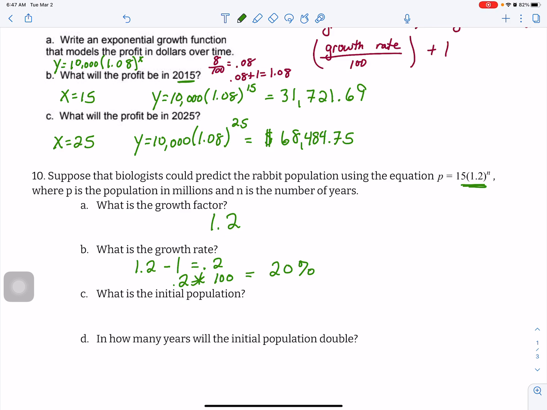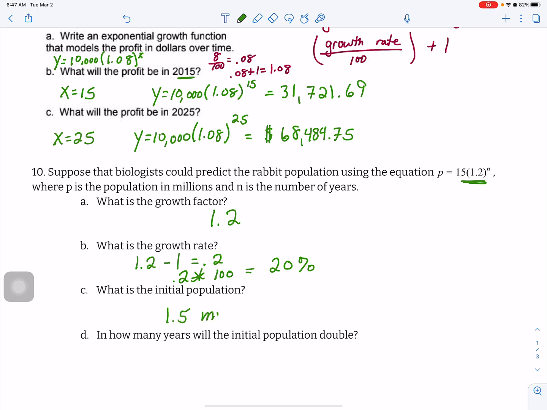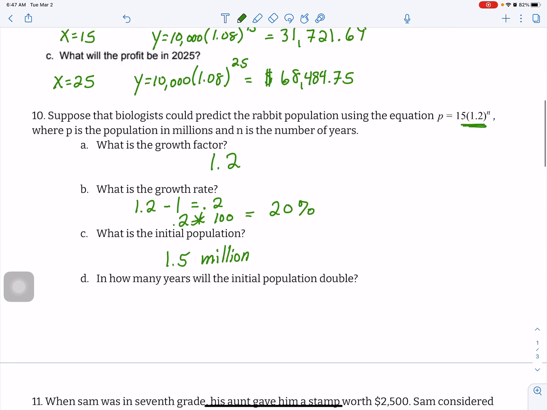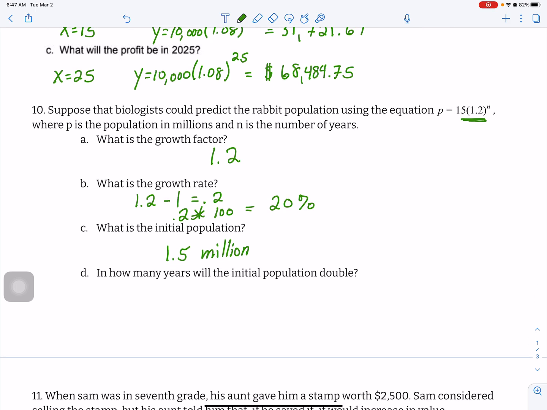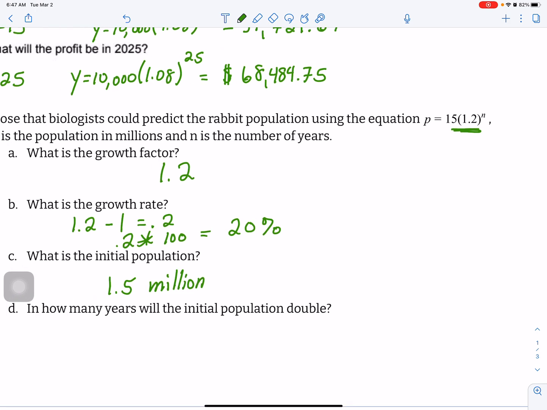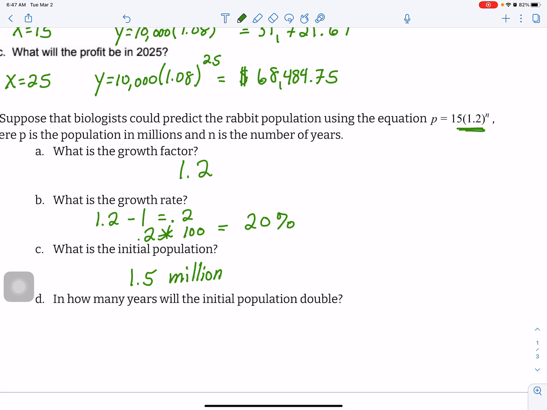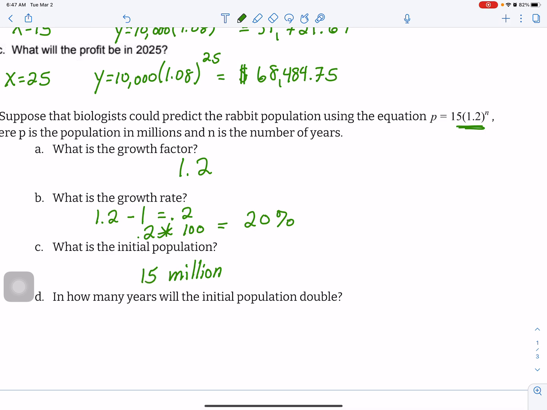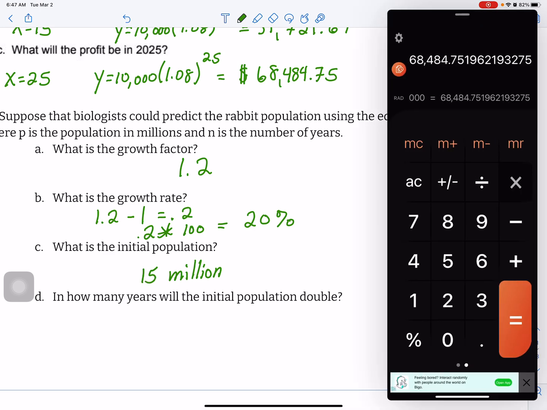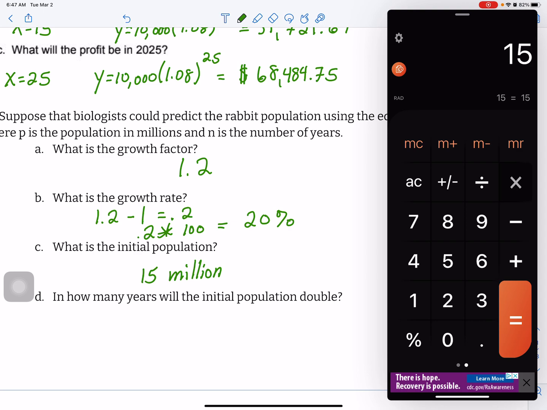Initial population is really 1.5 million because it's in millions. How many years would the initial population double? So what I'm looking for is, I think that was a 1.5 or is that a 15? Let me just make that bigger. It's a 15, so that should be 15 million here. So what I'm looking for is when it's going to be 30 million. So I can type in my equation, and I'm just going to start with 15 and then times 1.2.